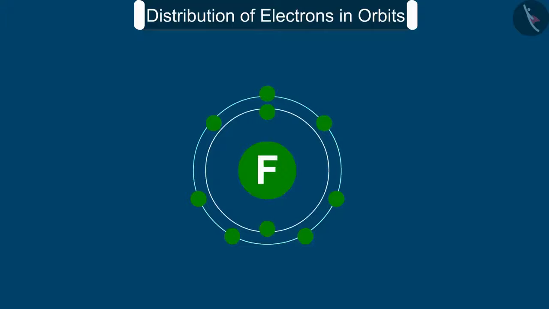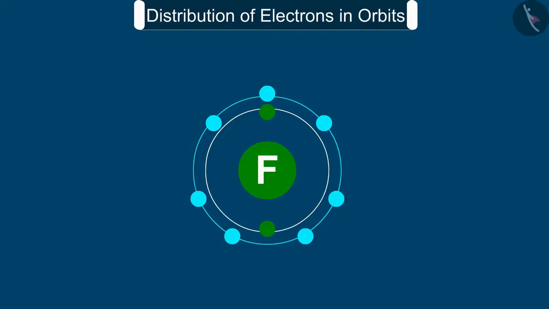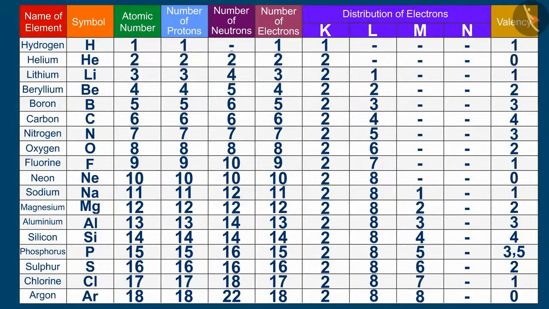For example, the fluorine atom has 7 electrons in the outermost shell, and its valency could be 7. But it is easier for fluorine to gain 1 electron instead of losing 7 electrons. Hence, its valency is determined by subtracting 7 electrons from the octet, and this gives you a valency of 1 for fluorine. Therefore, we can say that an atom of each element has a definite combining capacity called its valency.